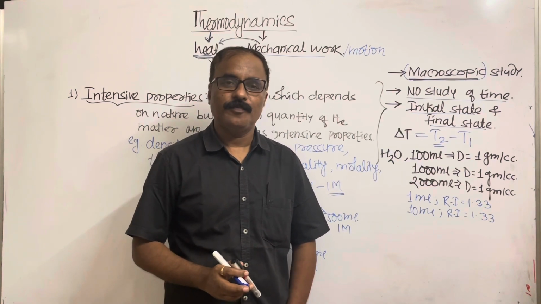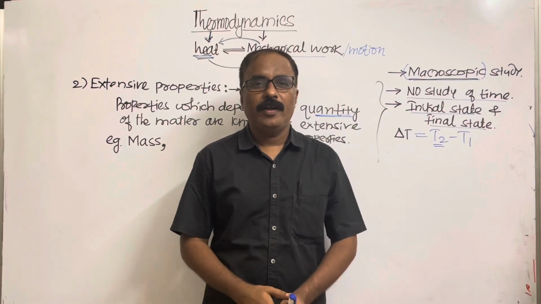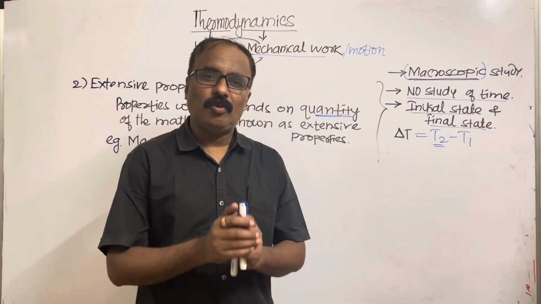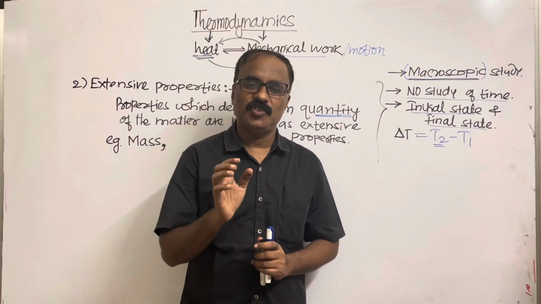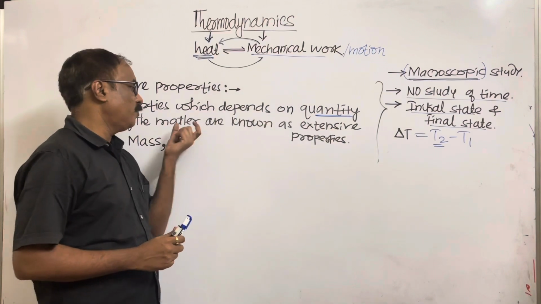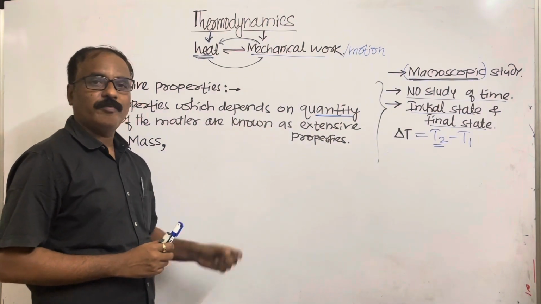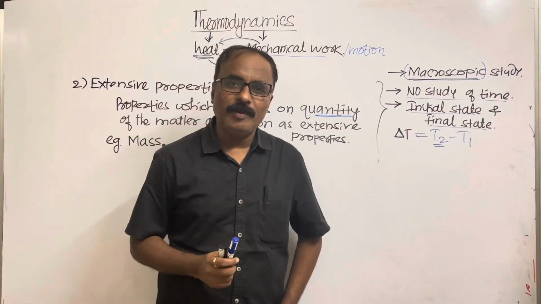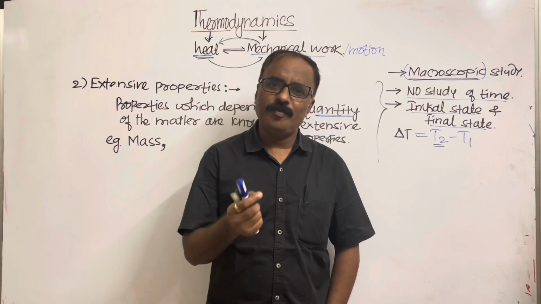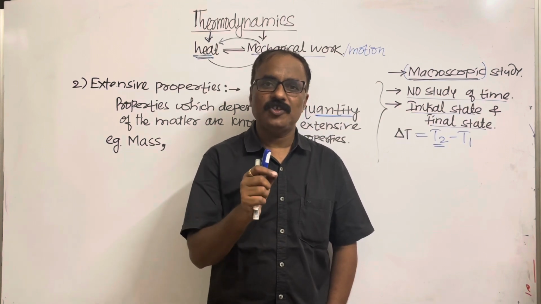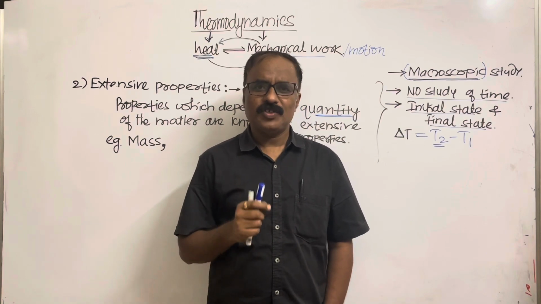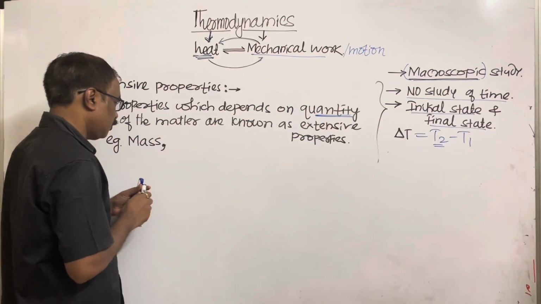property, isn't it? Second property, extensive property. Property whose parameter depends on quantity of the matter is known as extensive property. See here, properties which depend on quantity of the matter are known as extensive properties. Intensive property में होता क्या है? In case of intensive property, it does not depend on quantity of the matter. It depends on only nature of matter. यहाँ पे quantity matter करती है. इसके examples है mass.